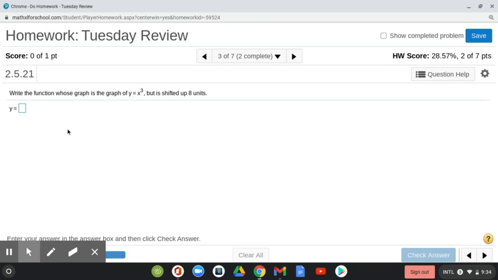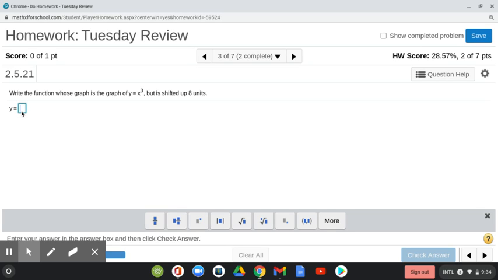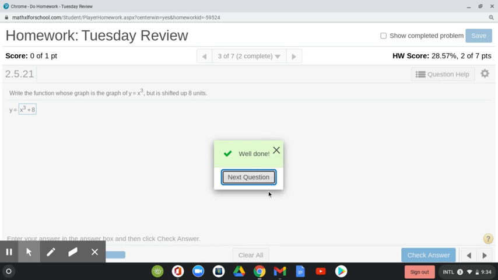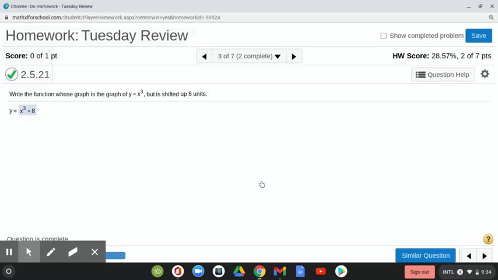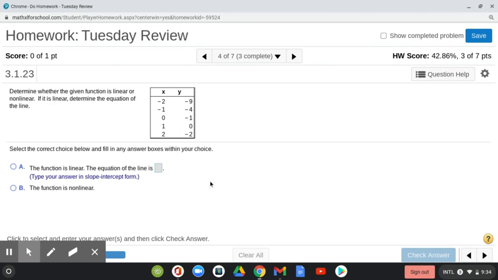On number 3, write the function whose graph of y equals x cubed, but it is shifted up 8 units. So any shift that is vertical on your functions is just going to be added at the end. So this is going to be y equals x cubed plus 8. And that's all there is to that one. If you had a horizontal shift, you would subtract it before you cube it. That'd be like on the inside.